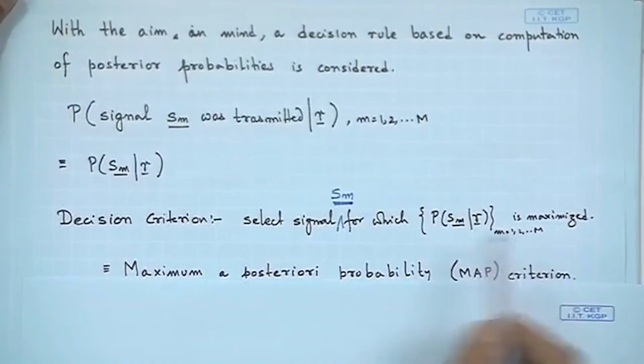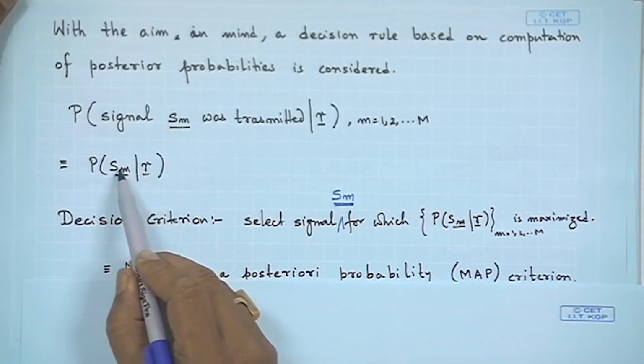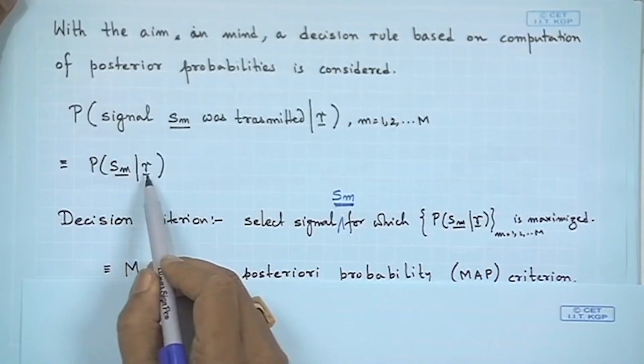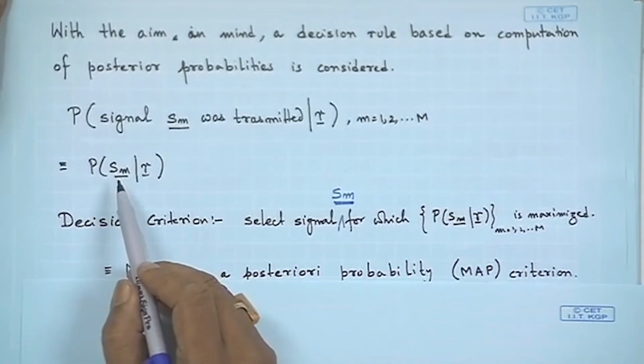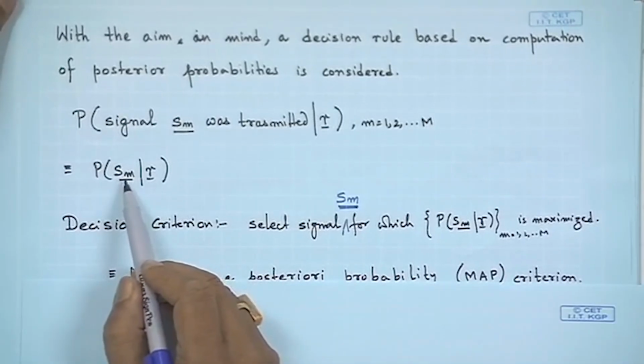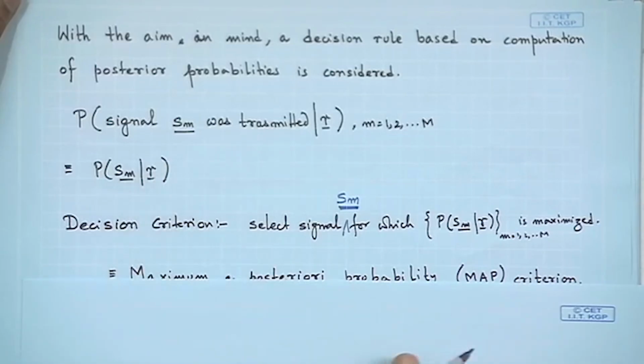So what we are saying is, you have observed r, you have to calculate the probability of each of these signals given r. That is why we have these posterior probabilities. What you generally have is, given a particular signal, what is the probability of r. So we are going in the reverse direction, that is why we call them posterior probabilities.